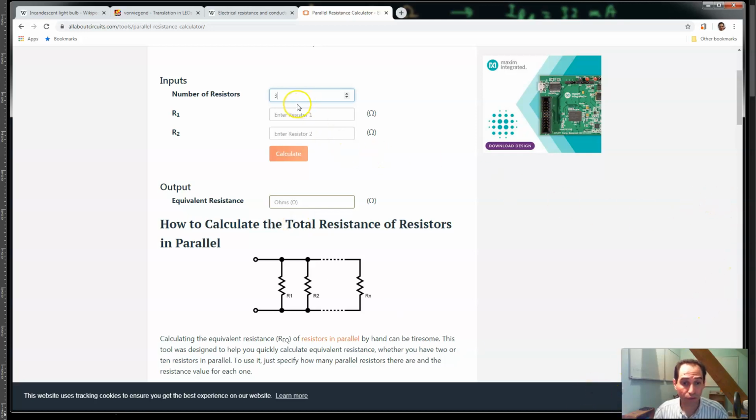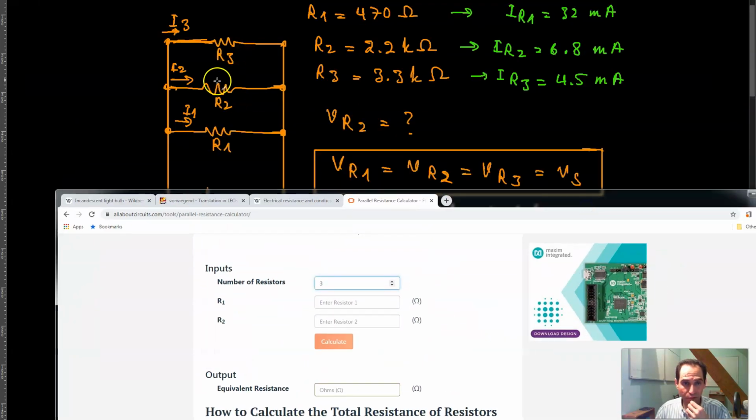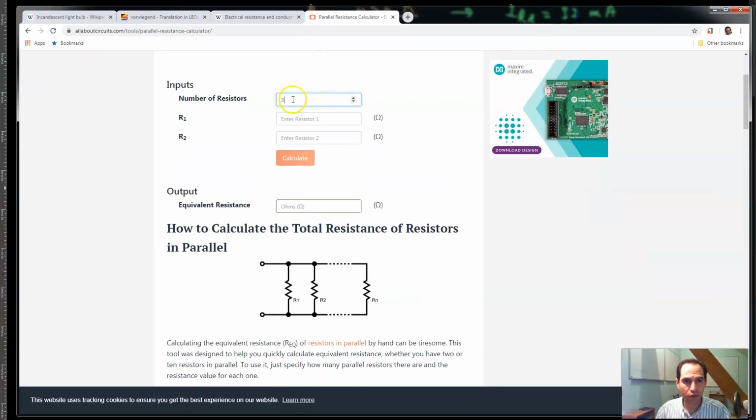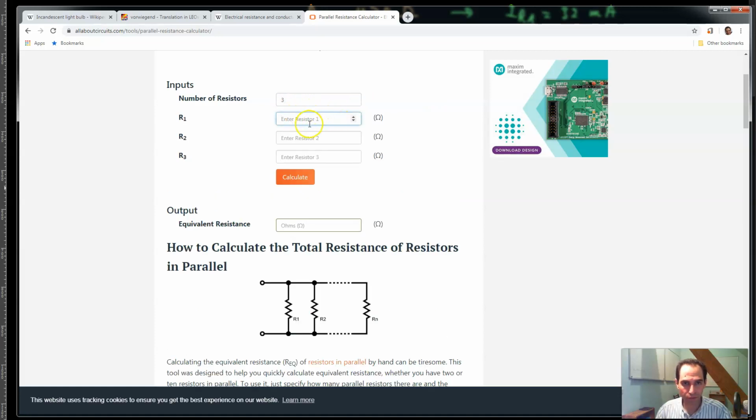Okay, so what we can do is take two at a time. For example, you can imagine that you have these two resistors in parallel. Let's calculate R2 and R3 first. So this is 2.2 and 3.3 kilo ohms.